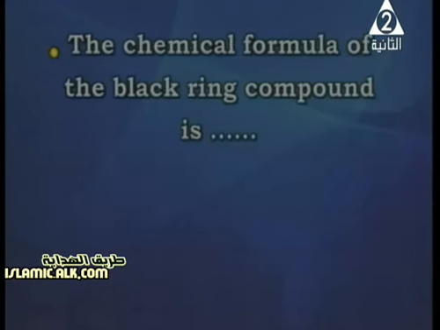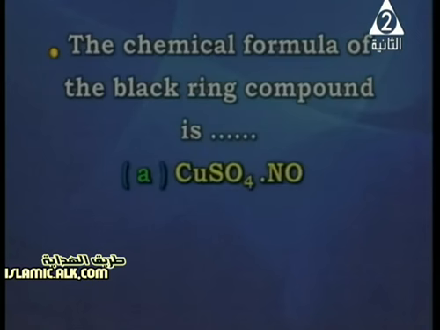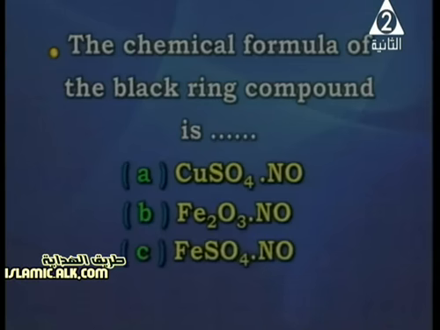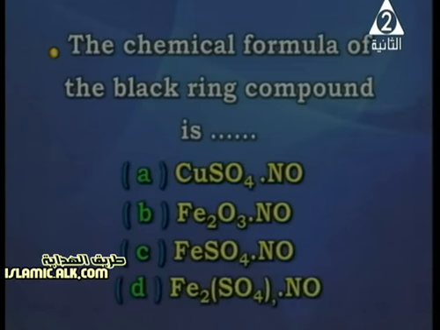Next point, the chemical formula of the brown ring compound is what? Is it CuSO4.NO, Fe2O3.NO, FeSO4.NO, or Fe2SO4.NO? Yes, the answer will be FeSO4.NO.